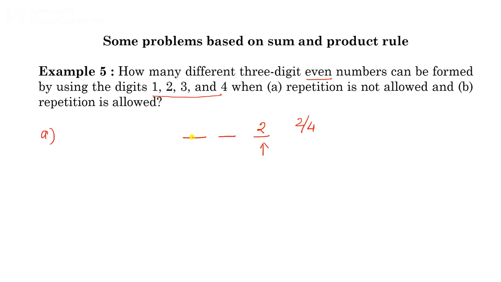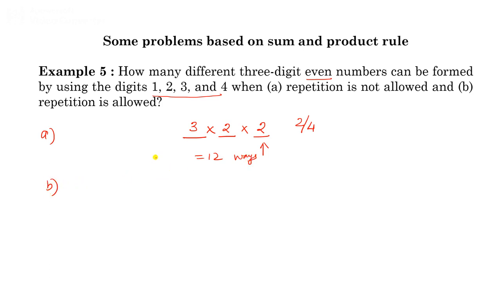Now start with this one. One number is consumed here. Repetition is not allowed. It means for this place you have 3 choices. Now 2 numbers are consumed, so for this place you have only 2 choices. So for the total number of ways, again we will apply the product rule as we have discussed earlier. So 3 into 2, 6, and this is given by 12 ways.